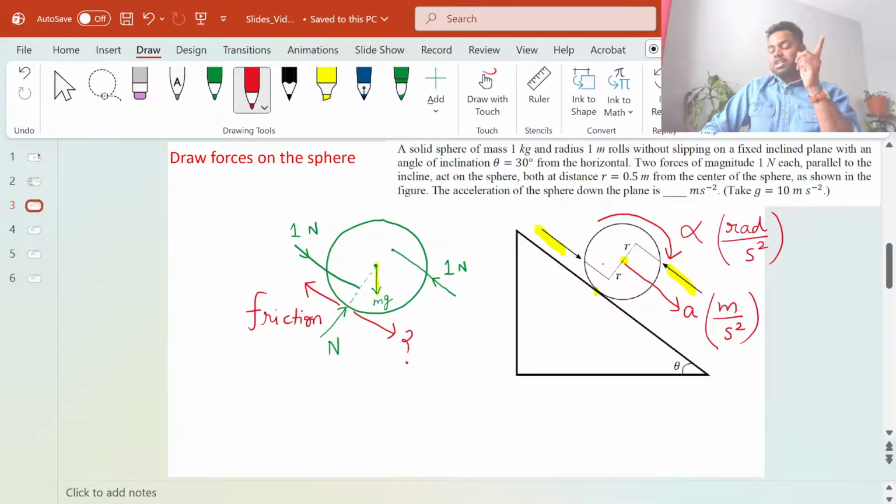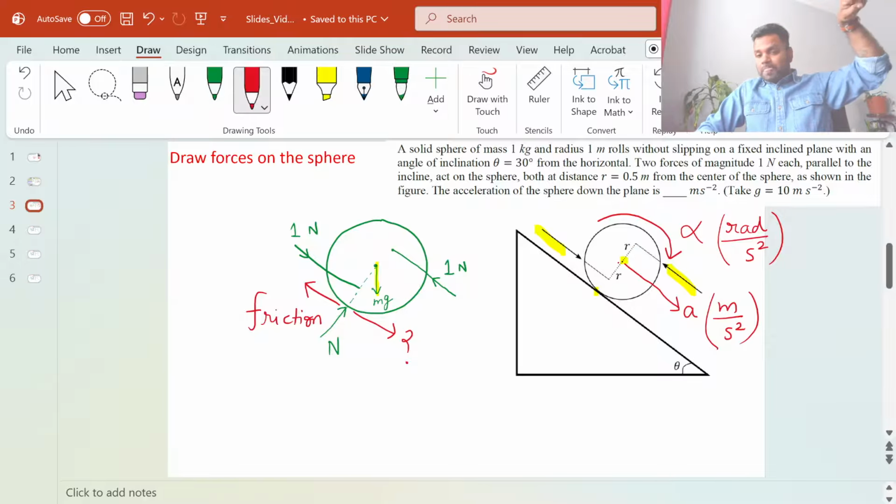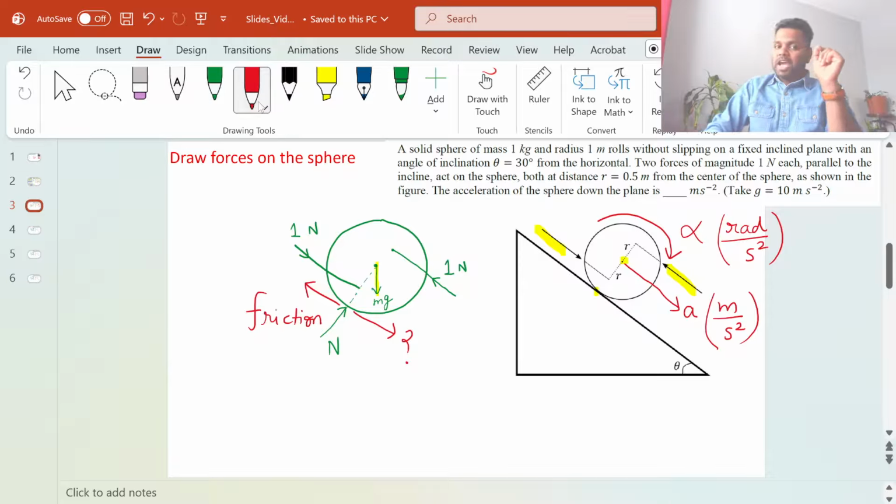So for this sphere to roll clockwise, because if it is going downward, it will be rolling clockwise, right? There has to be a total torque. The torque on the disc, sorry, sphere. See, I say disc. It is a sphere, not a disc, right? The total torque, this tau, the total must be clockwise.